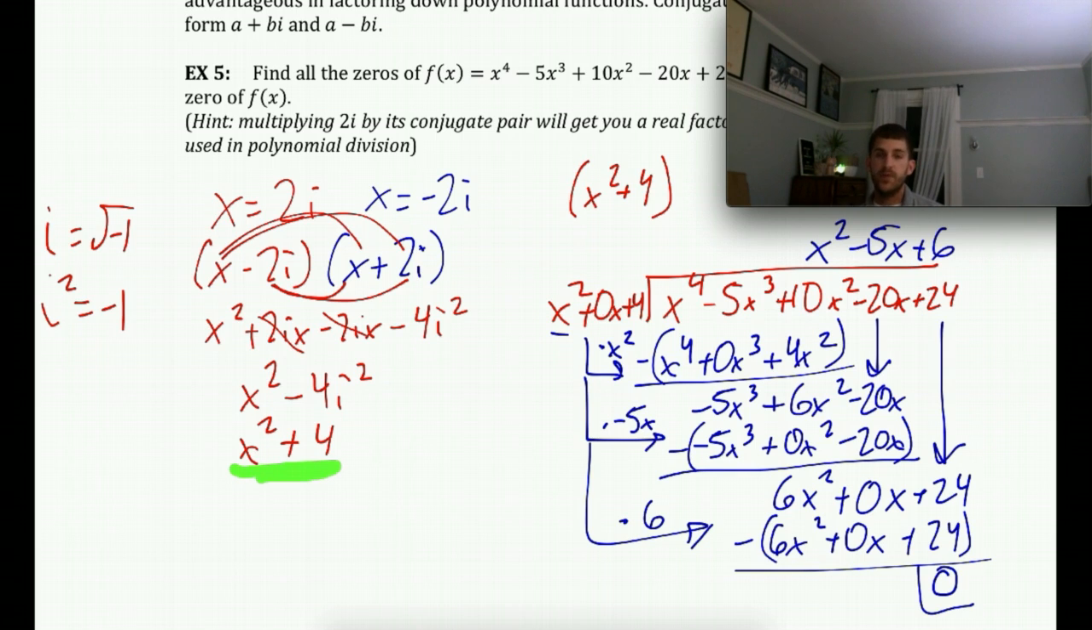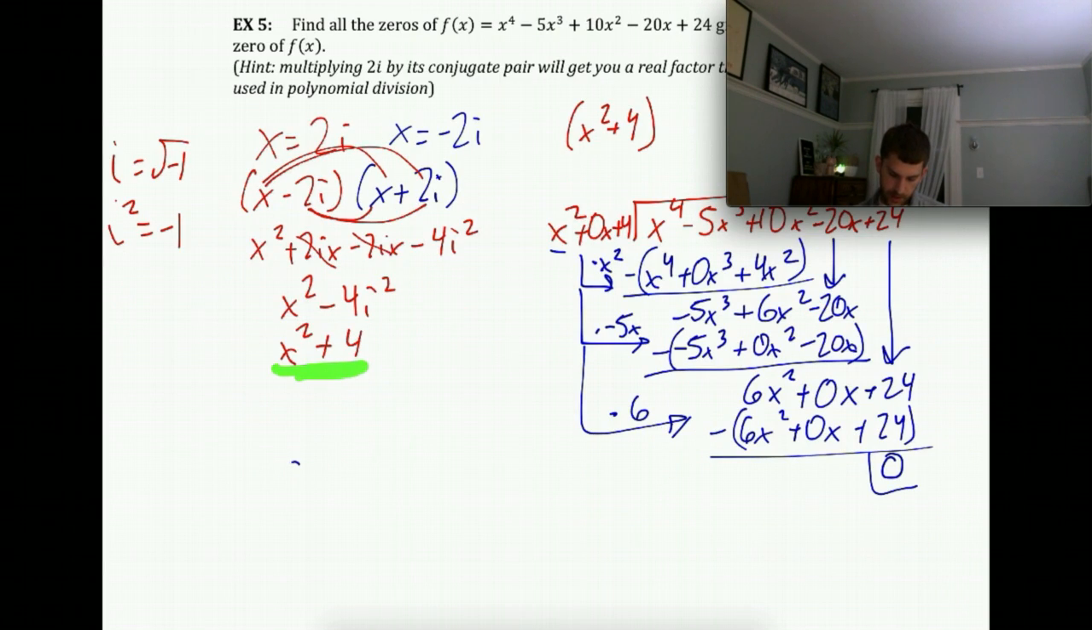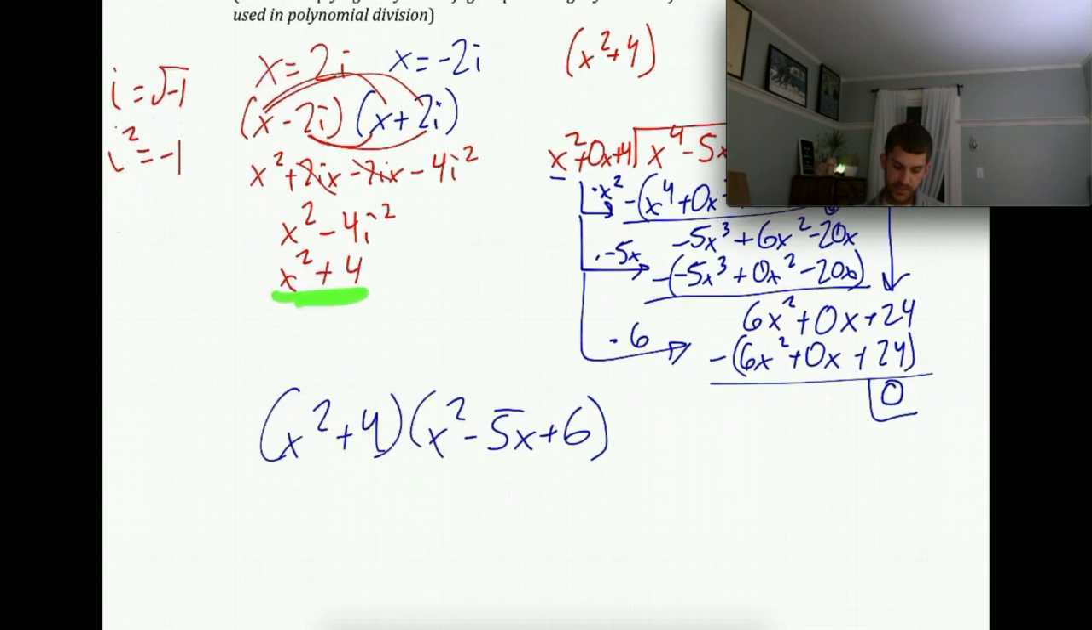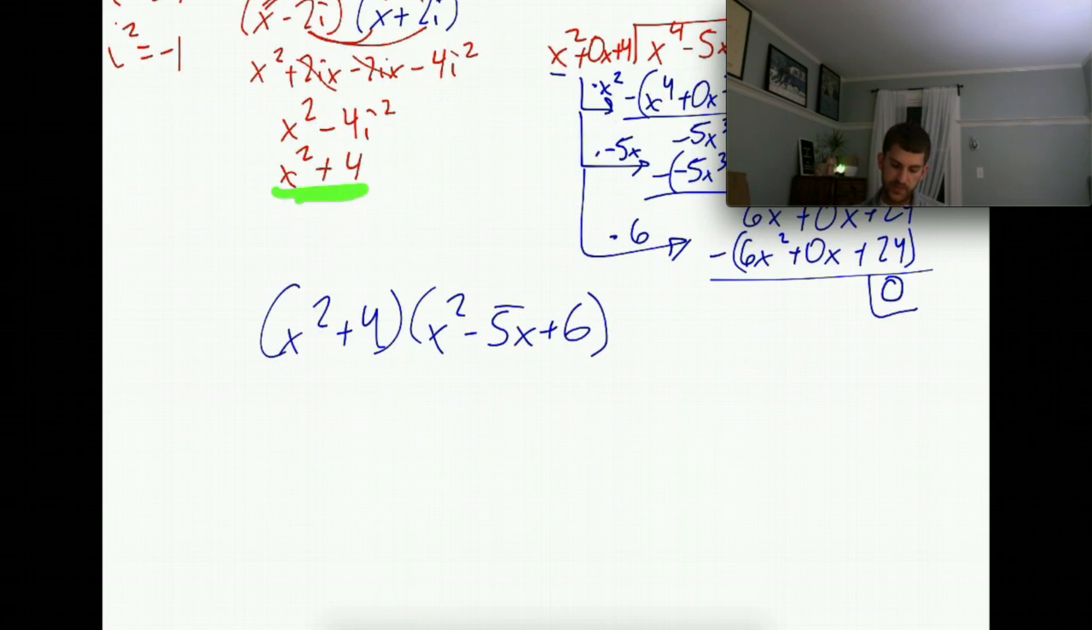So after we factor out x squared plus 4, we're left with x squared minus 5x plus 6. Now, folks, that we can factor more by hand. In order to do that, I'm actually going to break this down a little bit. x squared plus 4, we talked about this the other day. That was x minus 2i times x plus 2i. We really originally had that from our factors.